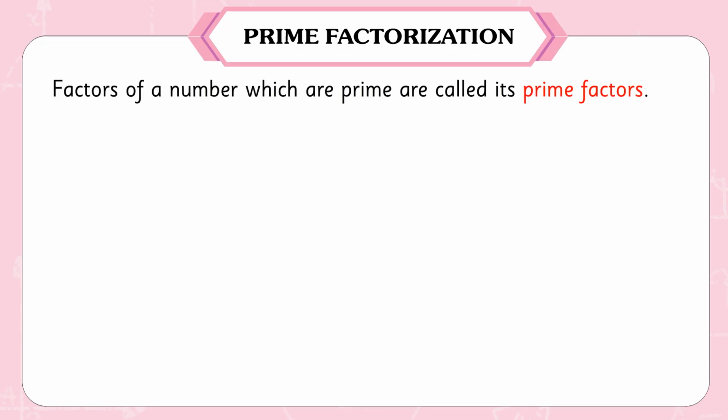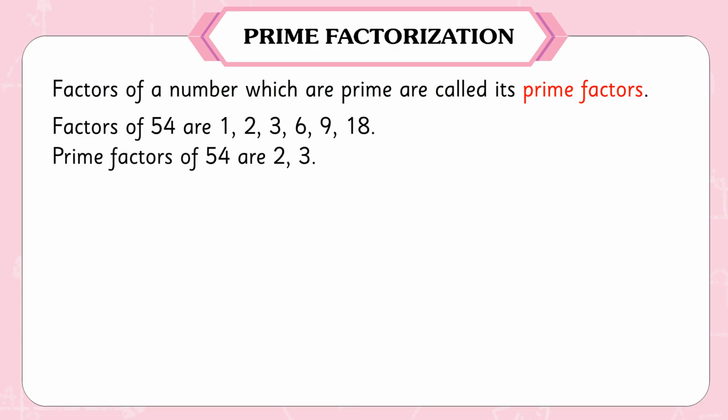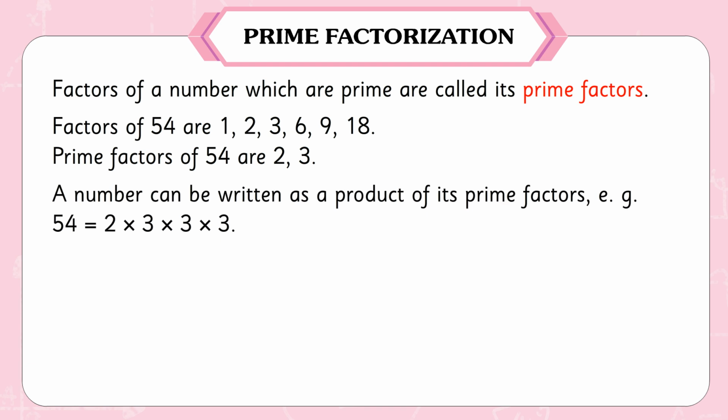Prime factorization. Factors of a number which are prime are called its prime factors. Factors of 54 are 1, 2, 3, 6, 9, 18. Prime factors of 54 are 2, 3. A number can be written as a product of its prime factors. For example, 54 is equal to 2 into 3 into 3 into 3.